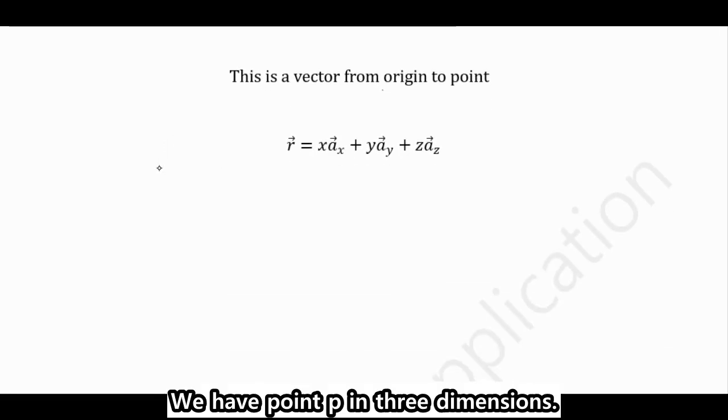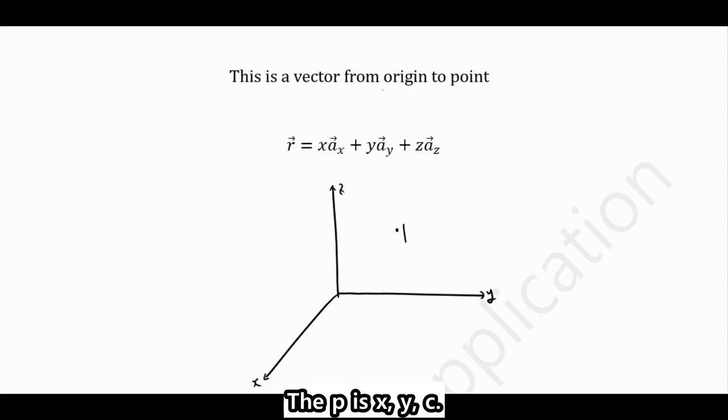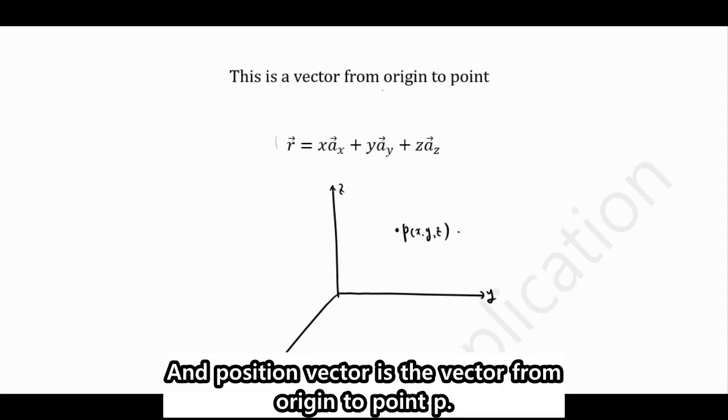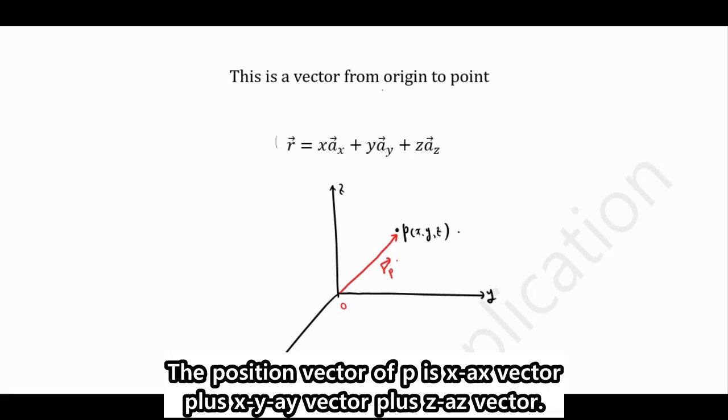We have point P in 3 dimensions. So P is x, y, z. And the position vector is the vector from the origin to point P. This is called the position vector of P. The position vector of P is x ax vector plus y ay vector plus z az vector.